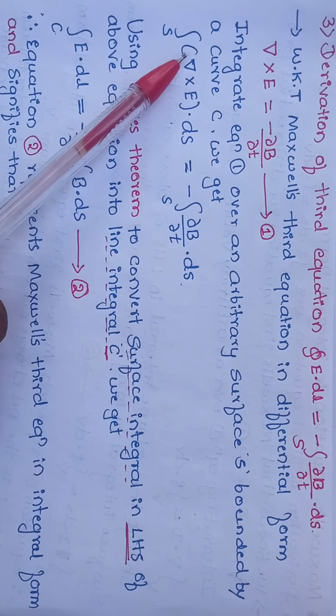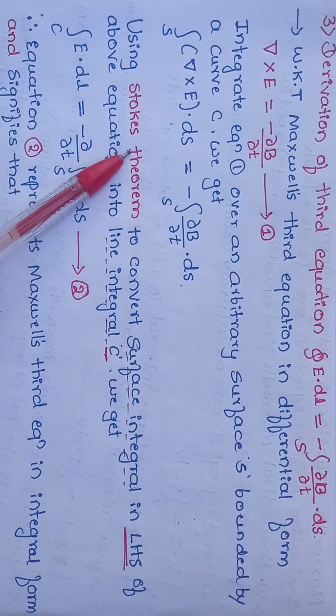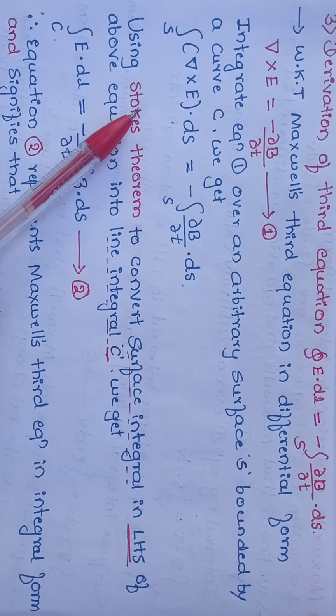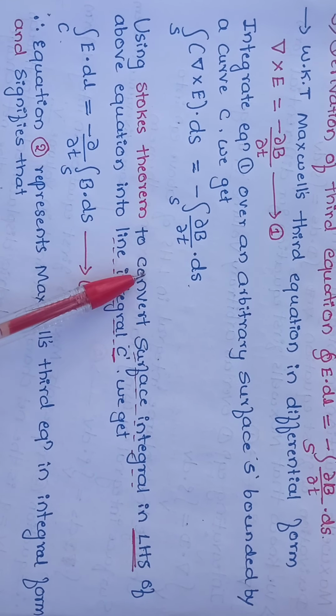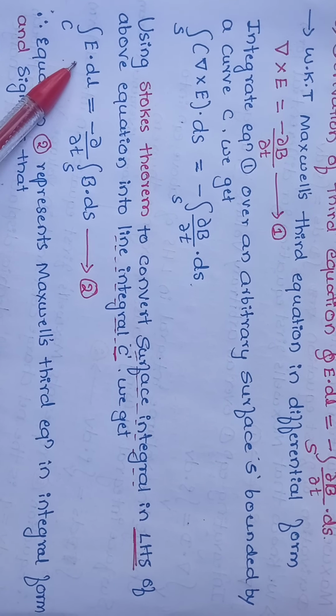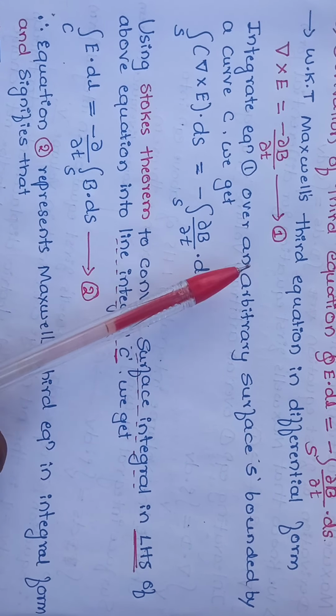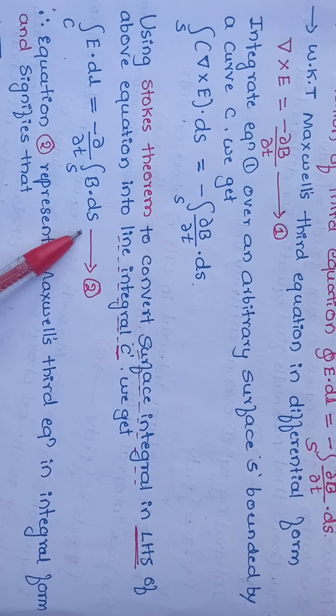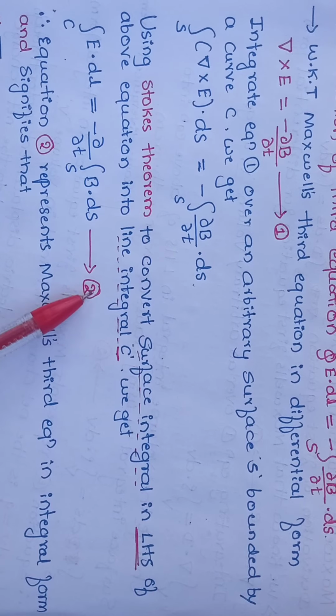You have to convert this surface integral into a line integral. How? By using Stokes theorem, because Stokes theorem can convert a surface integral into a line integral. Then this equation becomes the line integral of E into dl is equal to minus ∂/∂t of the surface integral of B into dS. Call that equation number 2.